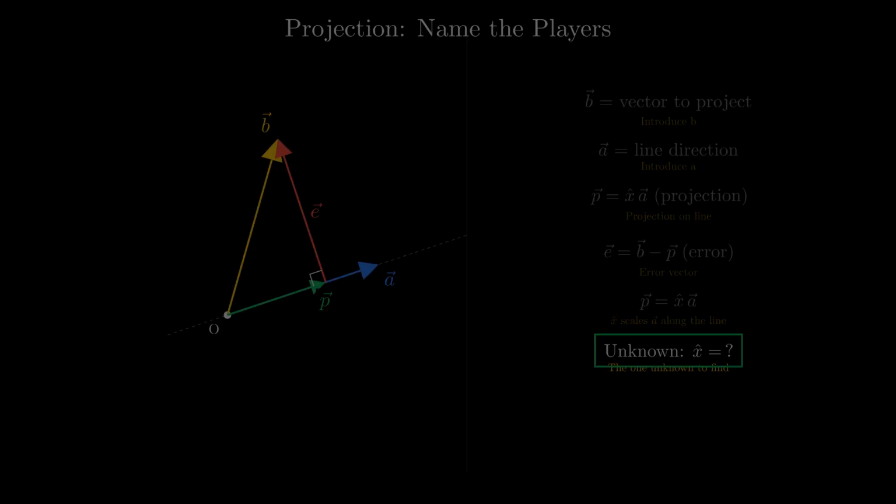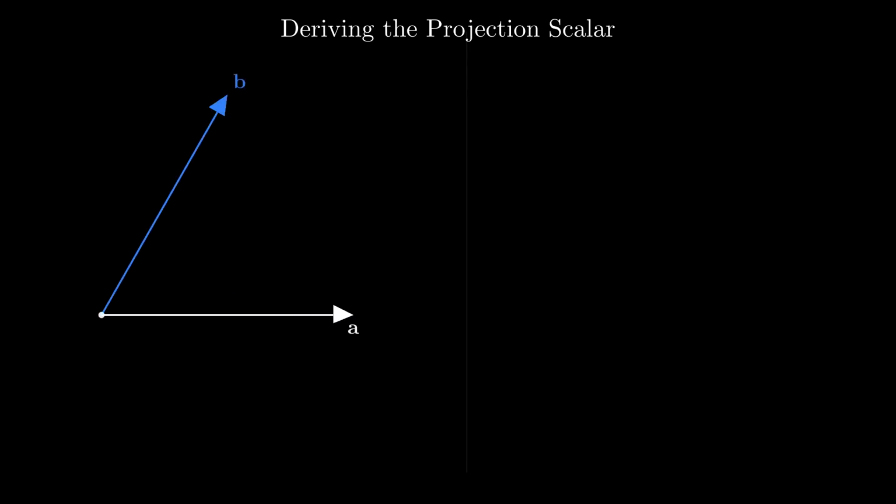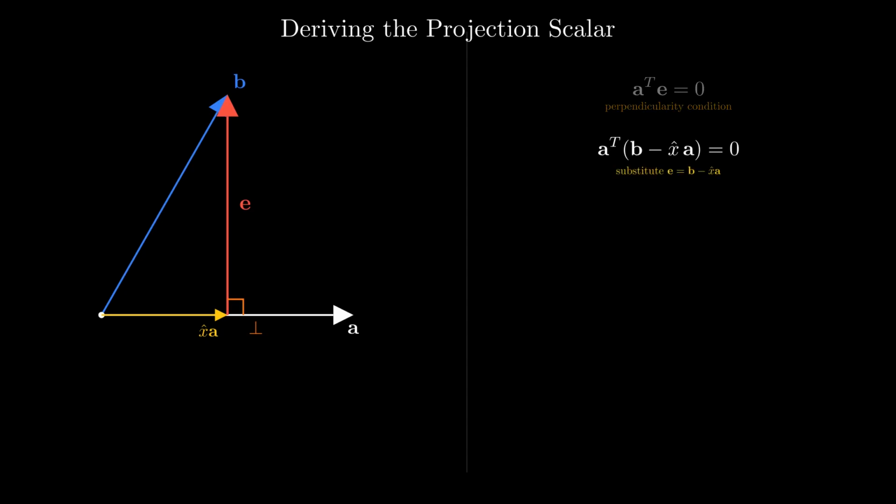Find x hat. Here's the key geometric constraint. The error E must be perpendicular to the line direction A. In dot product language, A transpose times E equals 0. Since E equals B minus x hat times A, we substitute and write A transpose times the quantity B minus x hat A equals 0. Now distribute the dot product. A transpose B minus x hat times A transpose A equals 0.